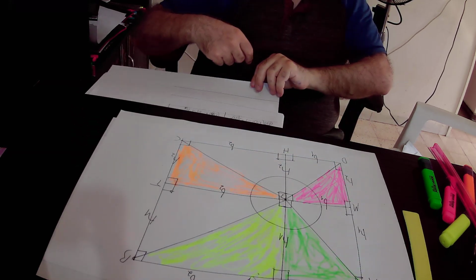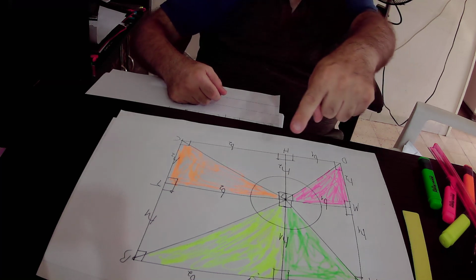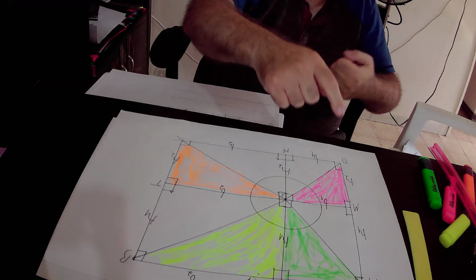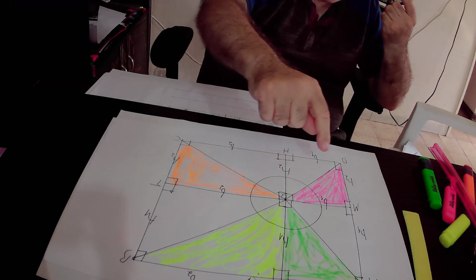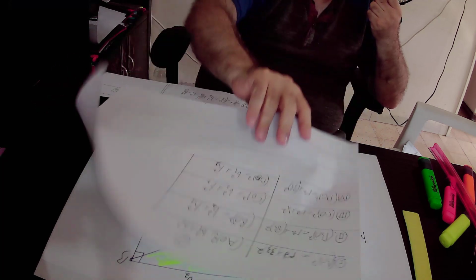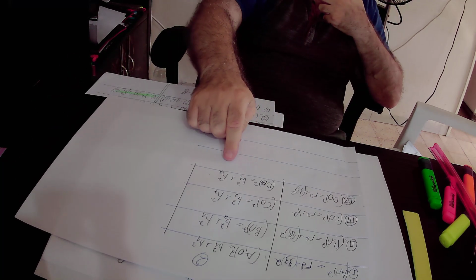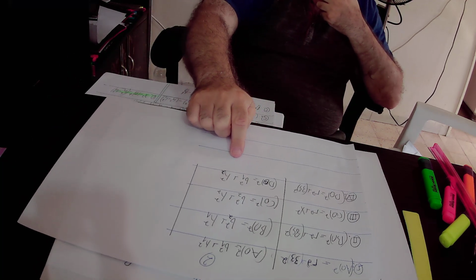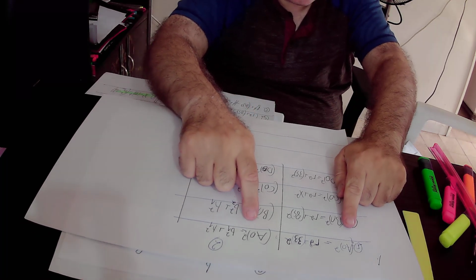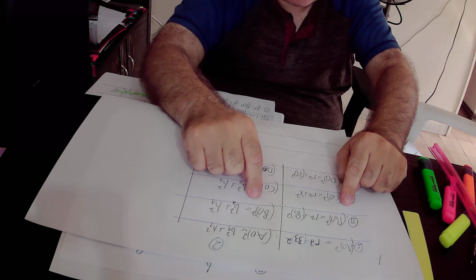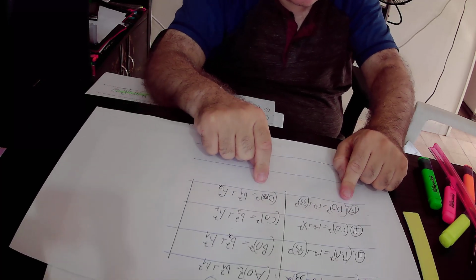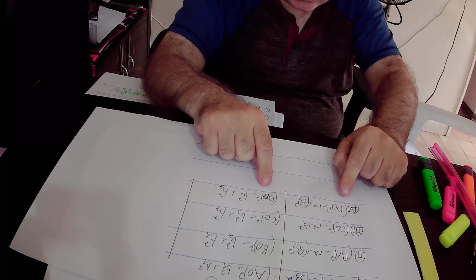And finally, we joined points D and O together by a straight line. In this way, we created the pink right triangle MOD. According to the Pythagoras theorem, DO square equals B1 square plus H2 square. So we have here two different equations for AO square, two different equations for BO square, two different equations for CO square, and two different equations for DO square.